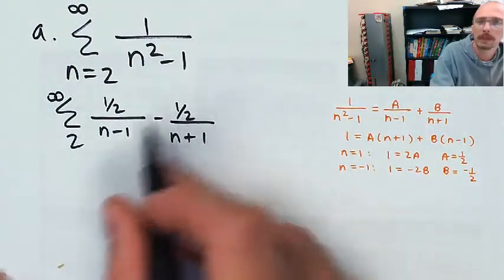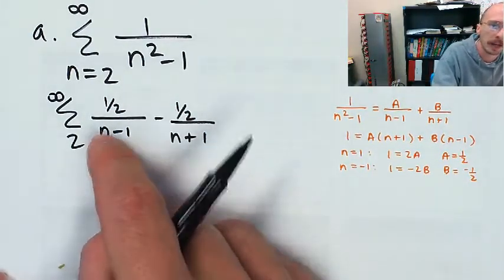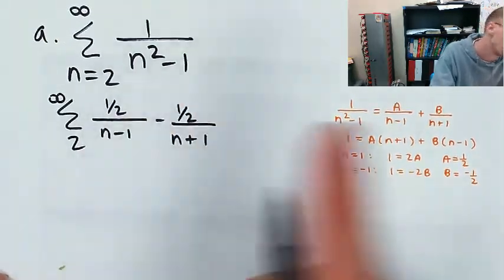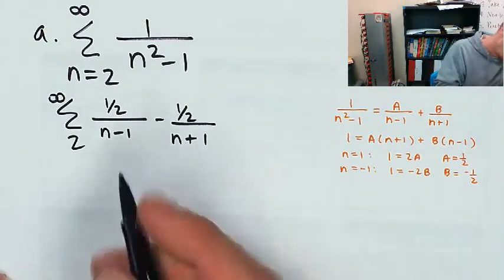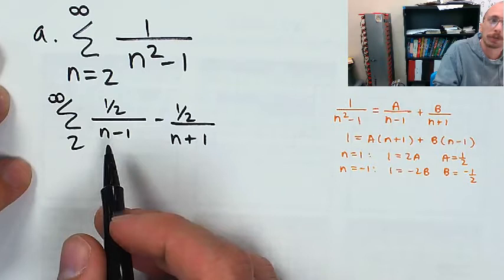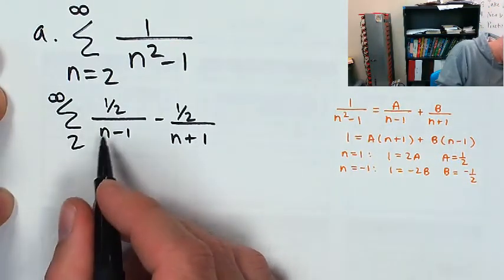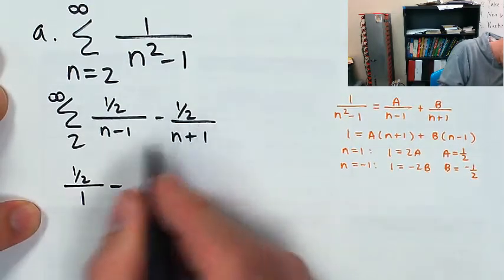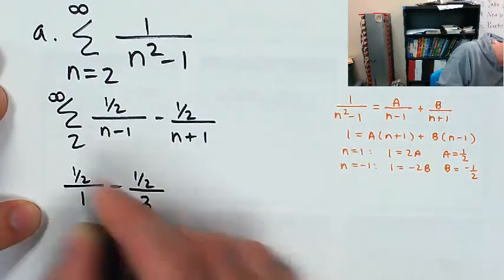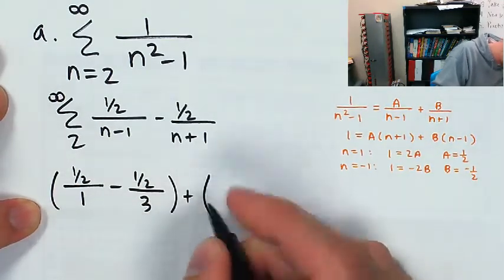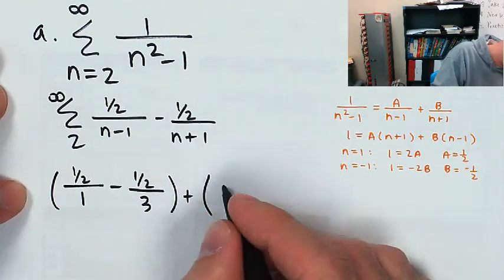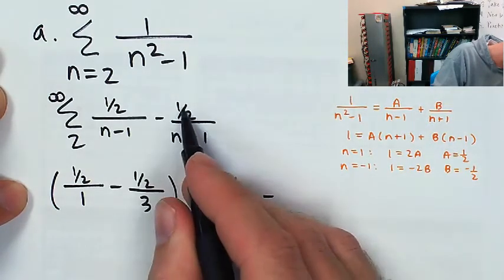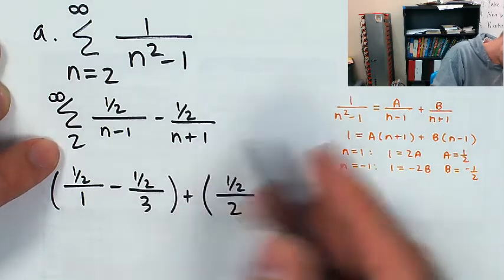At this point, if you see, oh, this might be telescoping, I might have a situation where n plus 1 now equals n plus 1 later, or n plus 1 now equals n minus 1 later, I think is more likely, if you know how these go. So we're going to go forward and write out some terms. We're going to start at n equals 2. So when n equals 2, I've got 1/2 over 1 minus 1/2 over 3, plus, and then the next one, n equals 3, I'll have 1/2 over 2 minus 1/2 over, well, when n equals 3, that's 4.